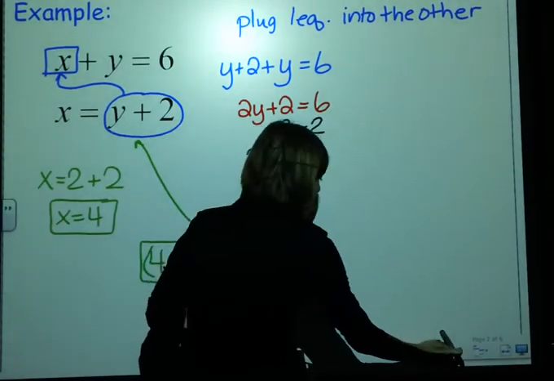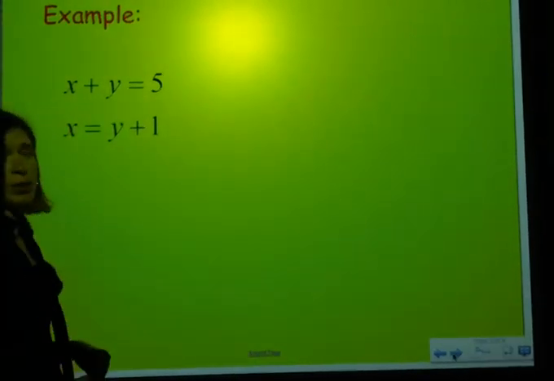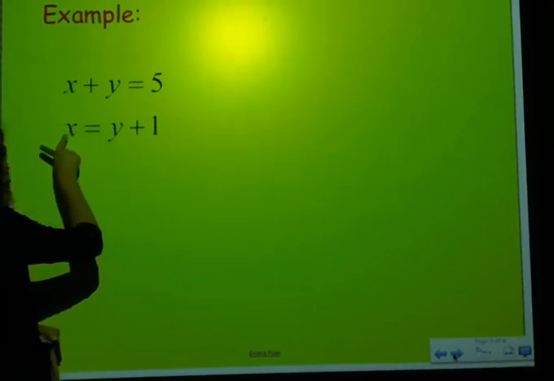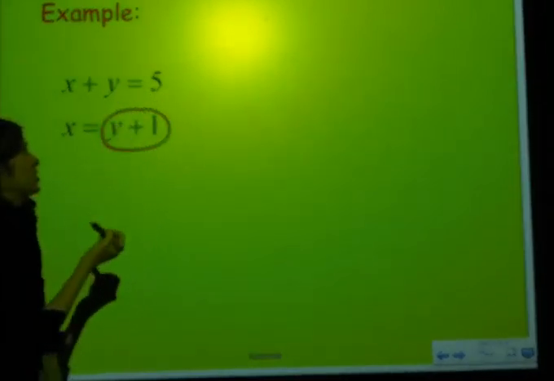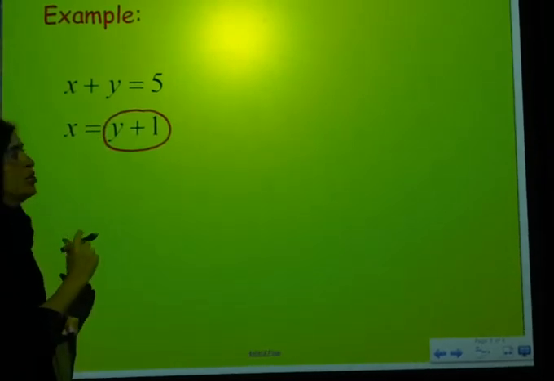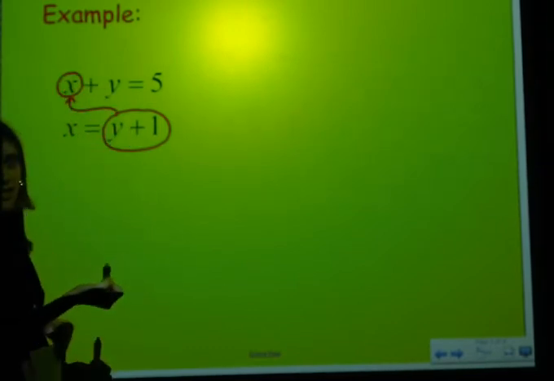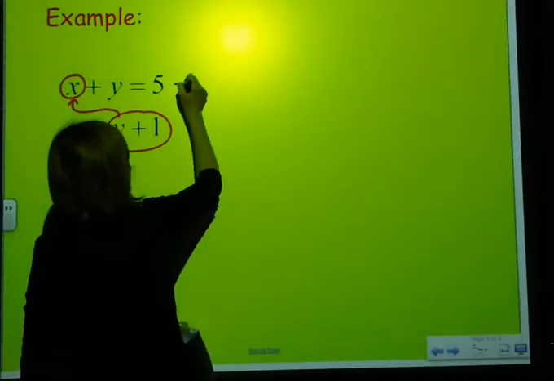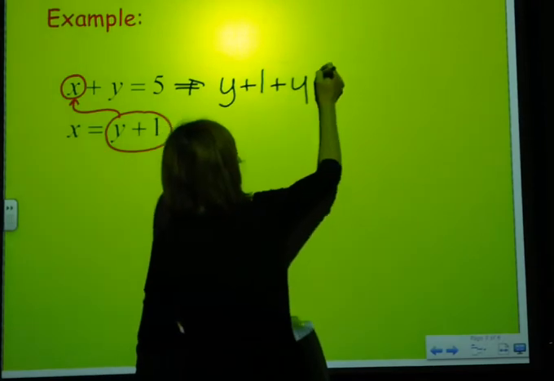All right, let's look at another example. x plus y equals 5, and x equals y plus 1. So again, we have this equation that has x solved for in terms of y. So we're going to take this y plus 1. I like to think of it as a new name for x. Instead of calling something x, we're going to call it y plus 1. So we're going to take that y plus 1 and plug it into the x in the other equation. Okay, so our new equation will become y plus 1 plus y equals 5.